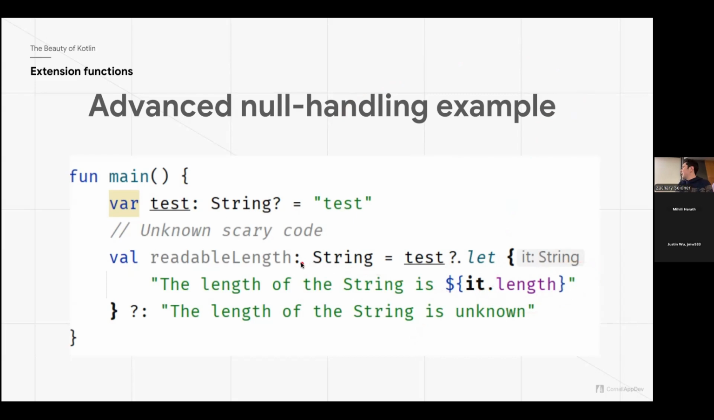So we return the string, and then this question mark colon says if the left-hand side is null, then we want to give it this value, because we specified that readable length should be a non-nullable string. Let me think if there's anything else I have to explain. I think that should make sense. Any questions on that?